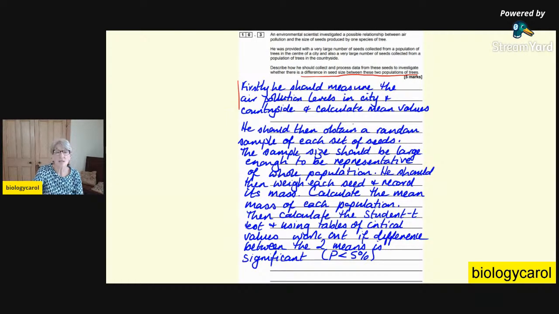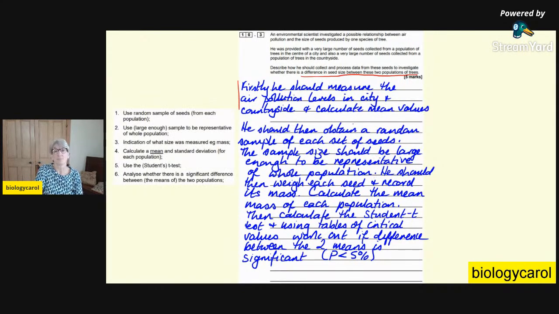I then went on to say he should then weigh each seed, because we're talking about seed size. So how do we measure seed size? We've either got to measure their lengths or their masses. I'm going to be really honest, masses have got to be easier, isn't it? Well, I thought it would be. Weigh each seed, record its mass, calculate the mean mass of each population, and then use the student t-test and the tables of critical values to work out if the difference between the means is significant, i.e. p is less than 0.05 or 5%.